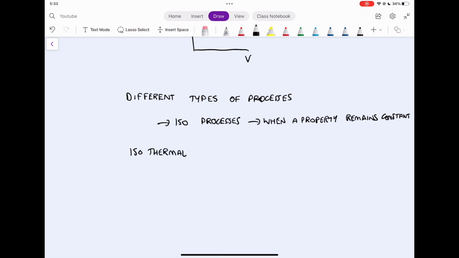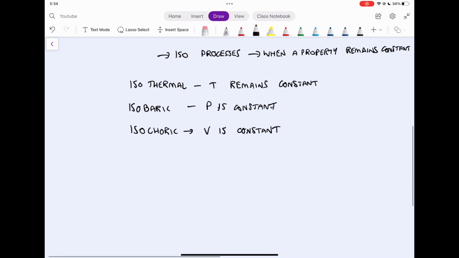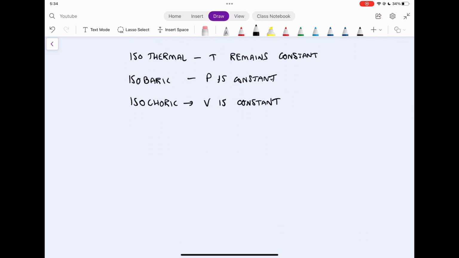When you have an isothermal process, which you've probably heard of before, the temperature remains constant. If you have an isobaric process, the pressure is constant. And finally, an isochoric process is when volume is constant. That one is probably the only one that is hard to remember. Isobaric you can remember because pressure is measured in bar. Isochoric, it's kind of hard to relate to volume, but hopefully you can remember that.